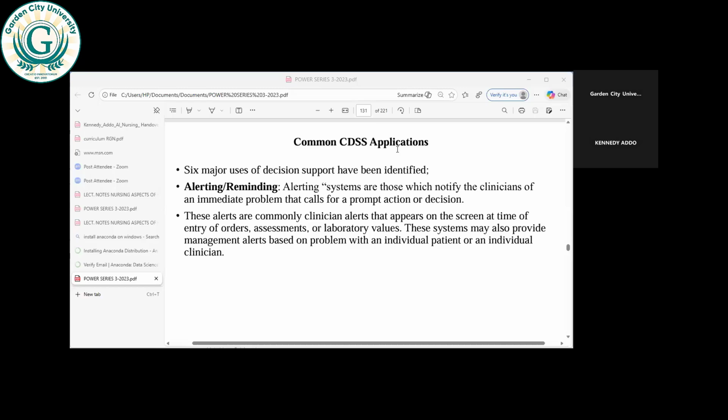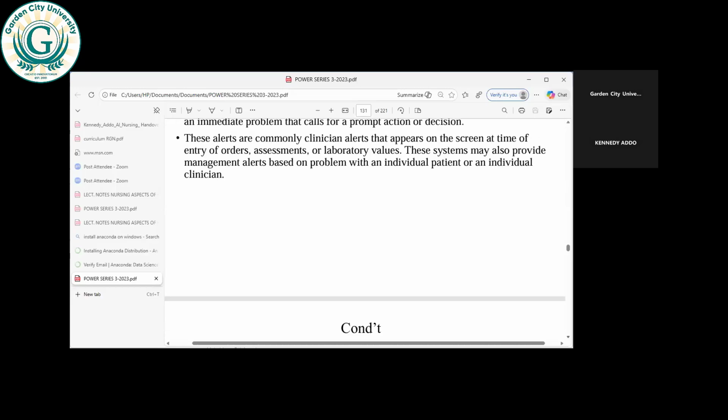Can we get one more? Okay, if you don't have any further thing to say, I think this point is quite clear. These alerts are commonly clinician alerts that appear on the screen at the time of entry of orders, assessment, or lab values. This system may also provide management alerts based on problems with an individual patient. So that is what we have reviewed together.